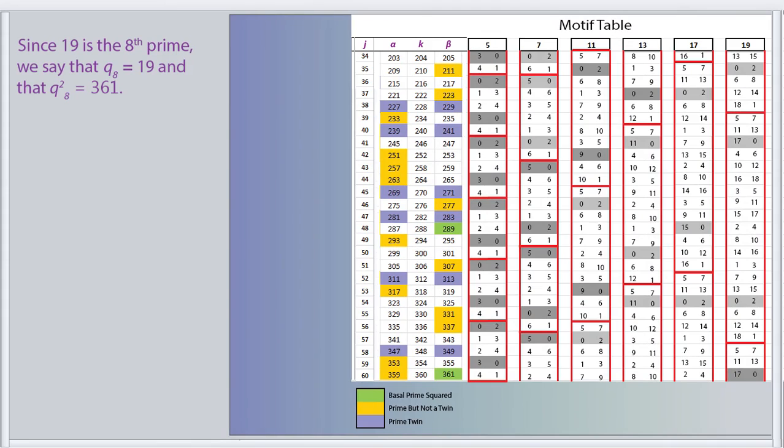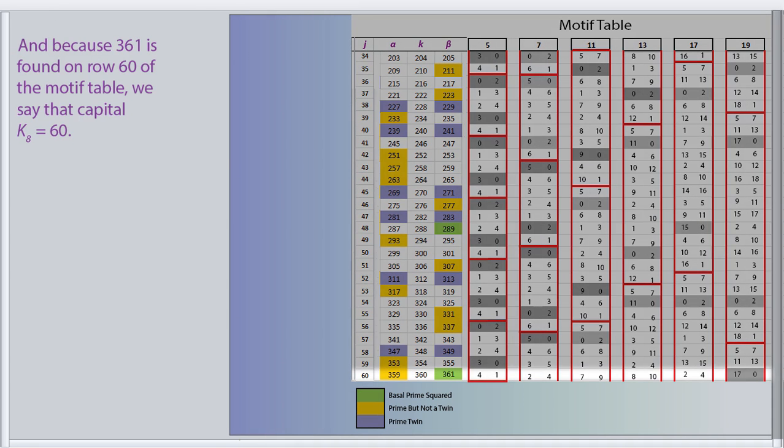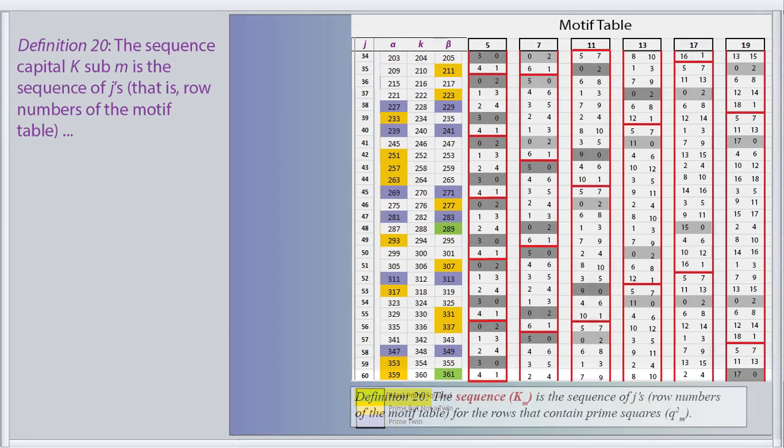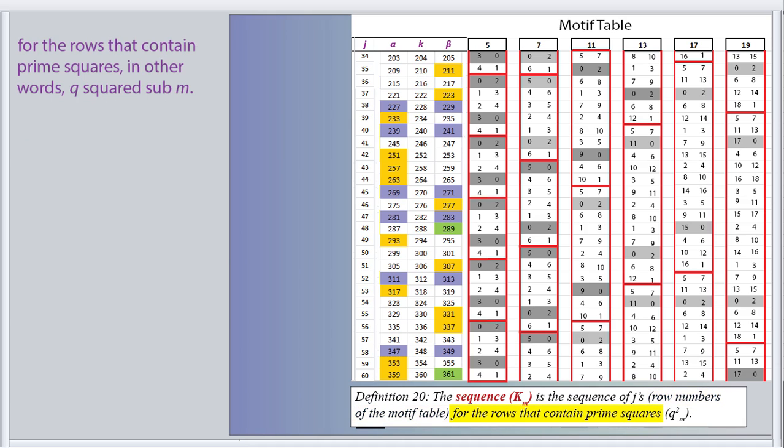Since 19 is the eighth prime, we say that q sub 8 equals 19 and that q squared sub 8 equals 361. And because 361 is found on row 60 of the motif table, we say that capital K sub 8 equals 60. Definition 20. The sequence capital K sub m is the sequence of j's, that is row numbers, of the motif table for the rows that contain prime squares.